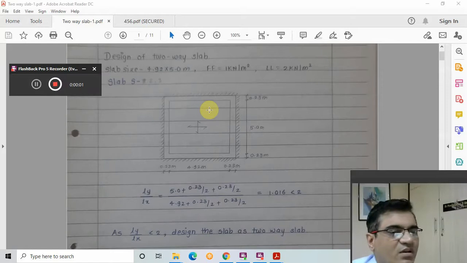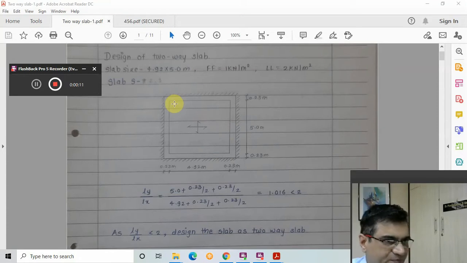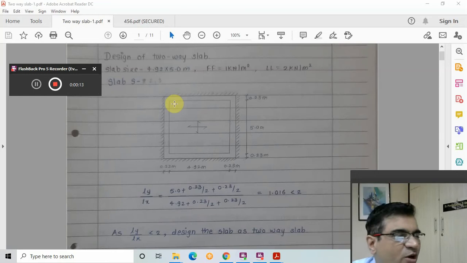Today we'll learn design of two-way slab. So here is the diagram in which a two-way slab is shown with short side as 4.92, it's a clear span, and the longer span is 5 meter. The slab is supported by a beam having width 230 mm all along the four sides.